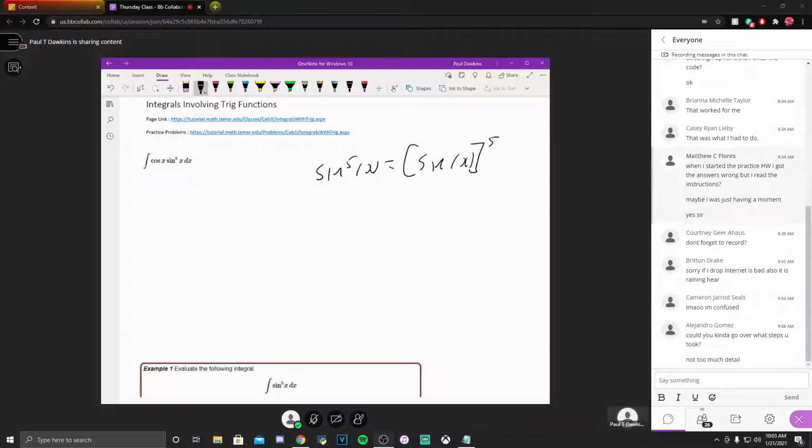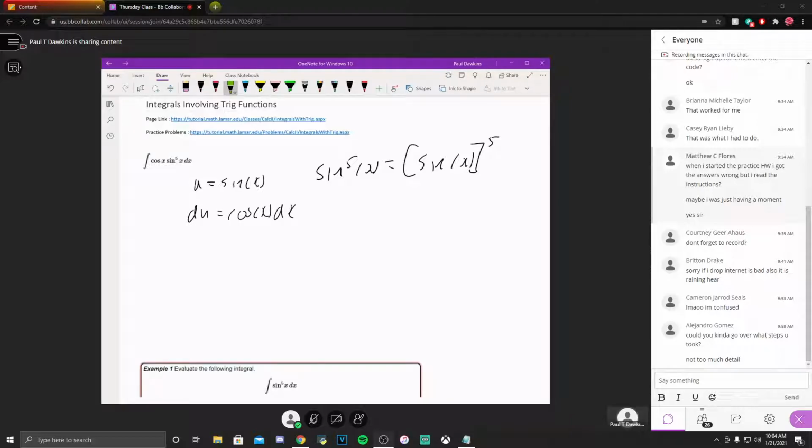Now, having said that, that should make the substitution easier. What do I mean by that? Well, usually our substitutions were almost always what? They were stuff inside things. So it makes sense that maybe we can use sine as my substitution. If I use sine as my substitution, then what's du? Well, du is cosine of x dx.